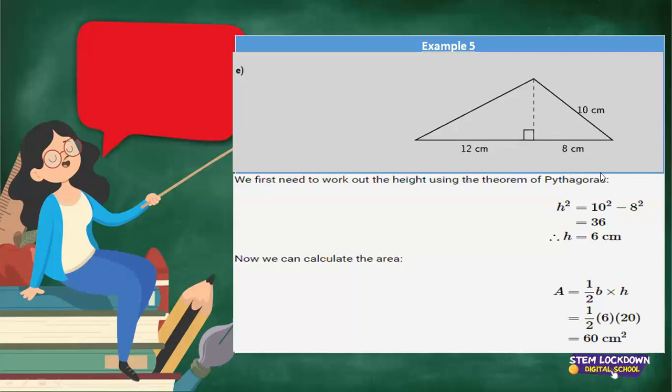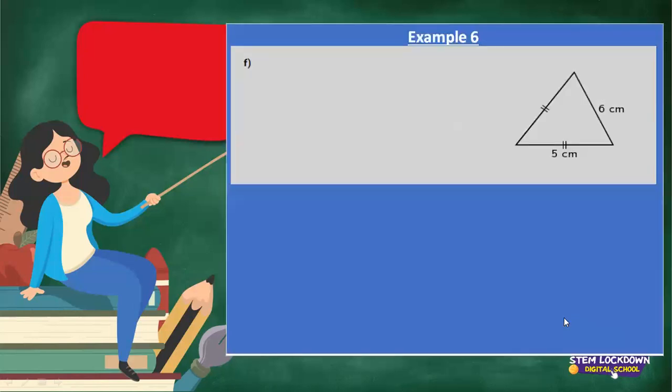If you have any shape, maybe a farmland, a piece of cloth, a compound, or a pool that has this shape and this dimension, then the area will be 60 centimeters squared. Okay, right. Now the next one, calculate the area of this.